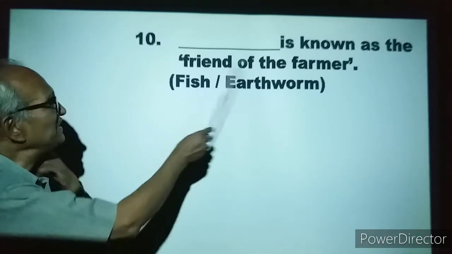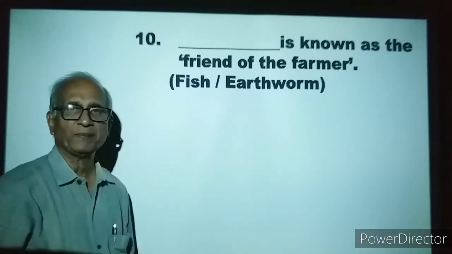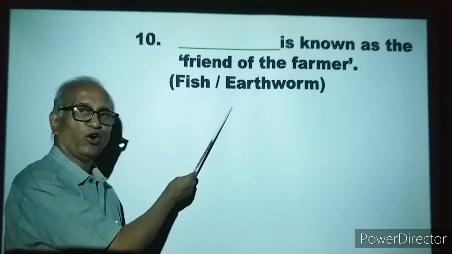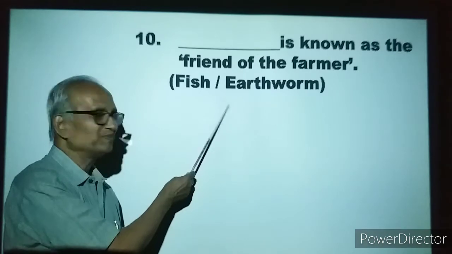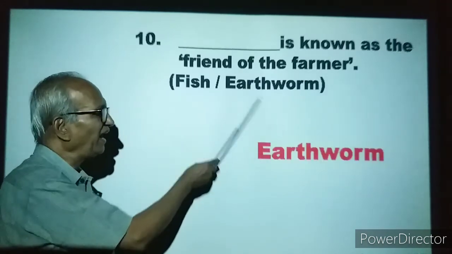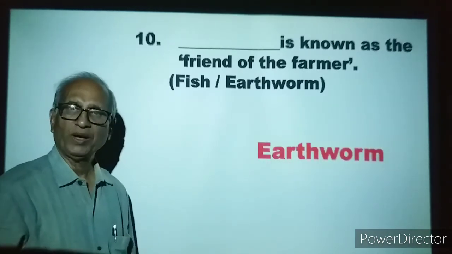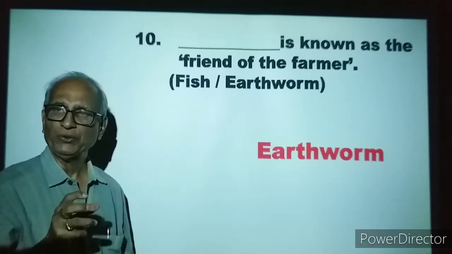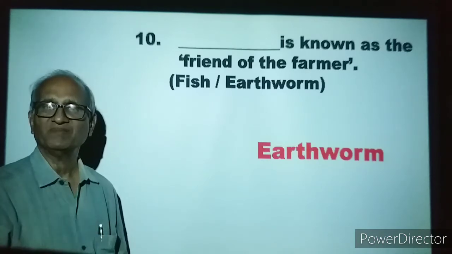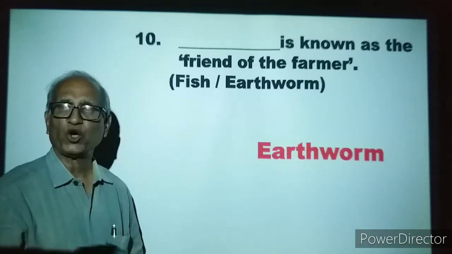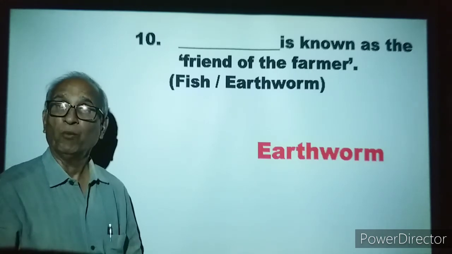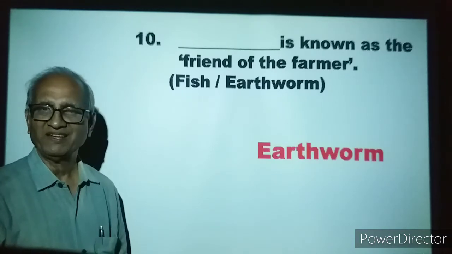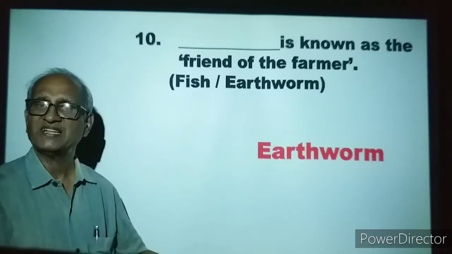Next question. Dash is known as the friend of the farmer. You know it well. Is it fish or earthworm? The answer is the earthworm. Earthworm turns soil into a very fertile one. More the earthworms in the soil, more fertile that soil is. A farmer will be very happy if he sees lots of earthworms in his farmland.